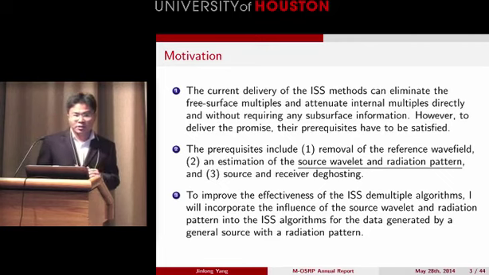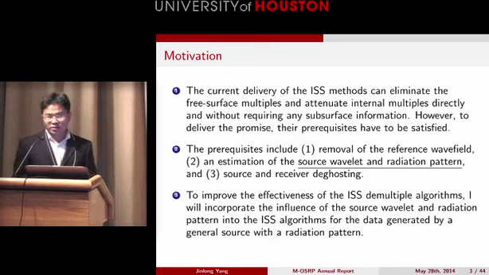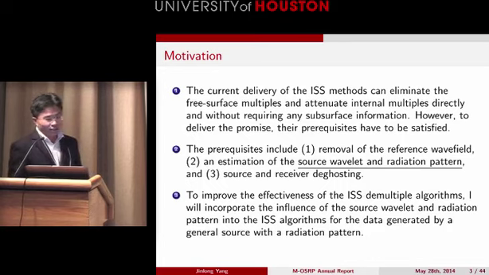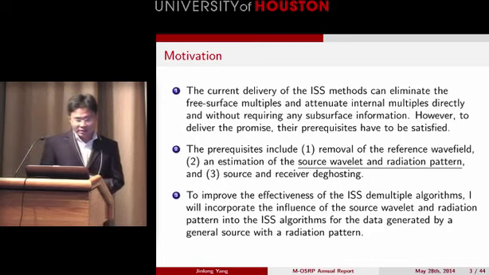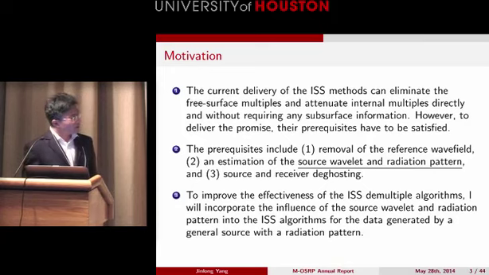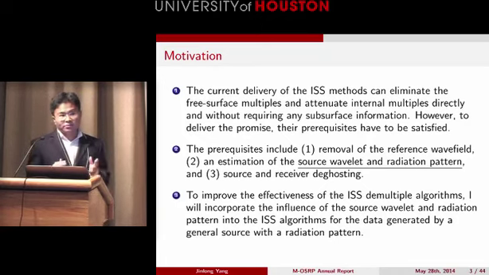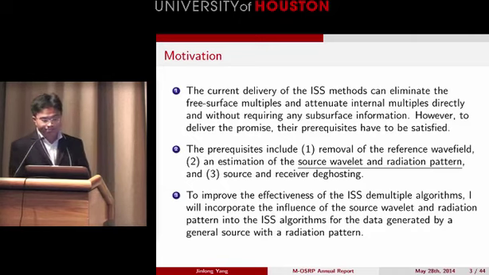As we know, the current RSS multiple removal method assumes that the source is an isotropic point source. In my talk, to improve the effectiveness of the RSS method, I will incorporate the influence of the source wavelet and the radiation pattern into the RSS method for data generated by a general source with a radiation pattern. Because for the marine case, the source array has a radiation pattern. Even for a single air gun, there's a radiation pattern.